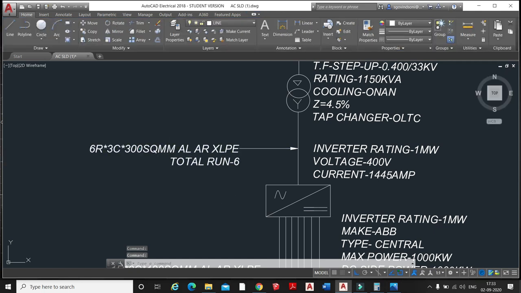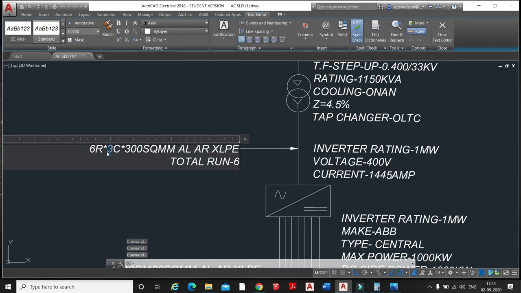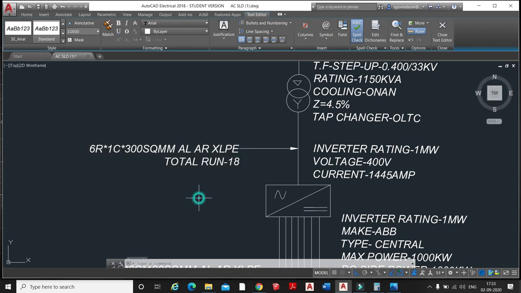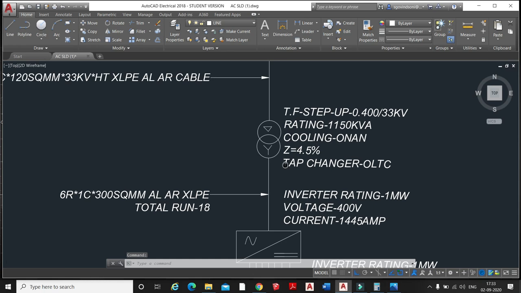And if we choose single core each, the total number of runs is 18, because 6 runs we have considered for R phase, 6 runs for Y phase, and 6 runs for B phase. The total number of runs will come to 18. Okay. It depends on our consideration whether we choose the 1 core or the 3 core cable. So this is your AC side cable.